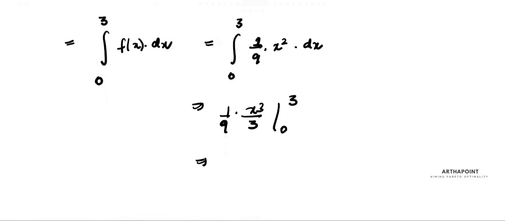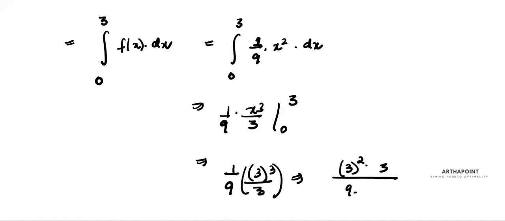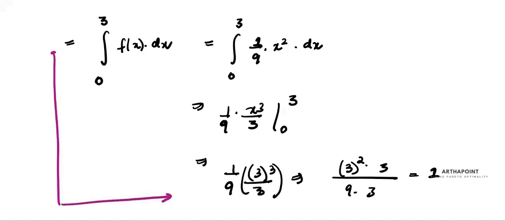So this is going to be 1 by 9 times 3 cubed by 3, which is going to be 1. This is going to be my complete area. Area under the curve is 1.